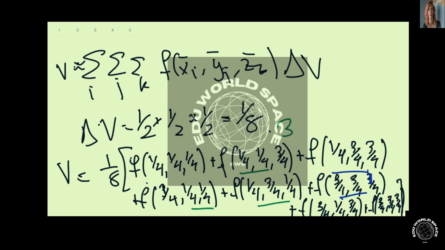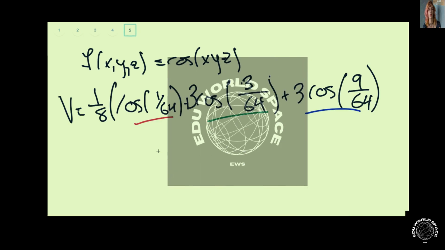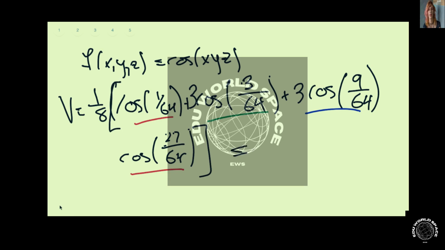This first one is the red, and this last one is also red. So cosine 27/64. Okay. Adding all of these guys up, 0.985.